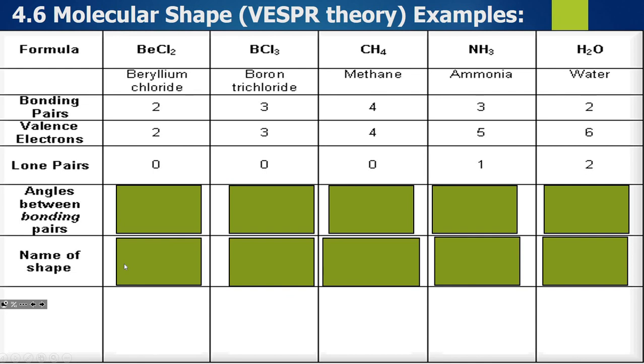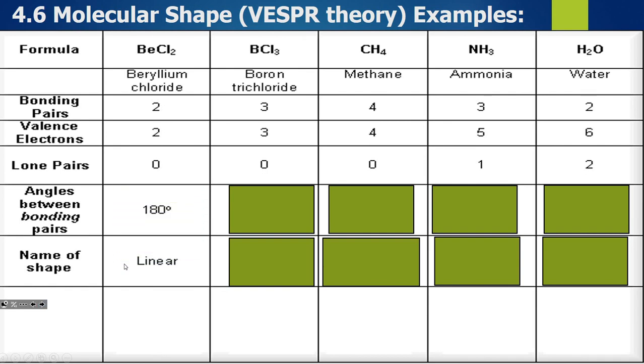Where is Be? It's 2. It's in the second column over. So the one's going to be on one side, one's going to be on the other side, right? So that's where they're going to attach. Okay, so there's 2 valence electrons. There's no lone pairs. What shape is it going to make? Linear. What's the angle? 180. So you got that one right.